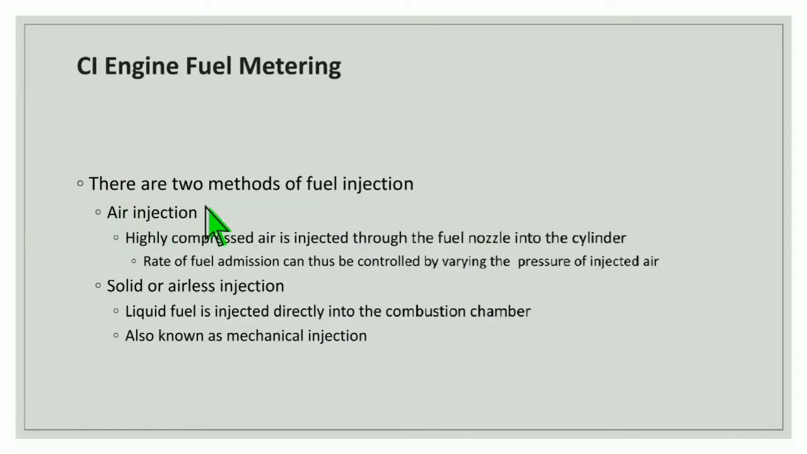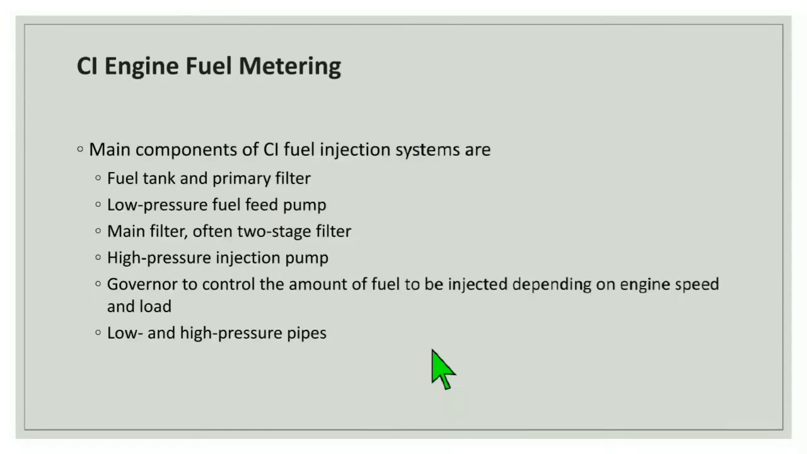There are 2 methods of fuel injection. First one is air injection. Highly compressed air is injected through the fuel nozzle into the cylinder. Rate of fuel admission can thus be controlled by varying the pressure of injected air. And number 2, solid or airless injection. Liquid fuel is injected directly into the combustion chamber, also known as mechanical injection. So these are the 2 methods of fuel injection.